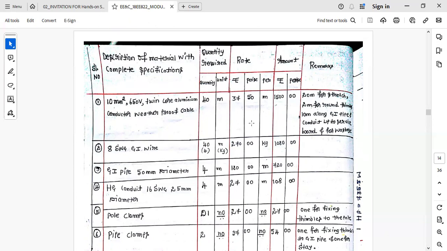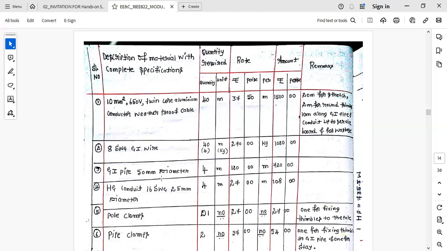We know one thumb rule, 10 meters is equal to 1 kg. Here 40 meters is there. That is nothing but 4 kg. 1 kg gets 270 rupees. 40 kg, sorry, 4 kg. That is nothing but 1,080 rupees.